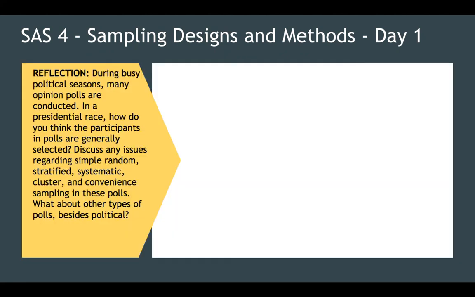So during busy political seasons, many opinion polls are conducted. In a presidential race, how do you think the participants in polls are generally selected? Discuss any issues regarding simple random, stratified, systematic, cluster, and convenient sampling in these polls. What about other types of polls besides political?